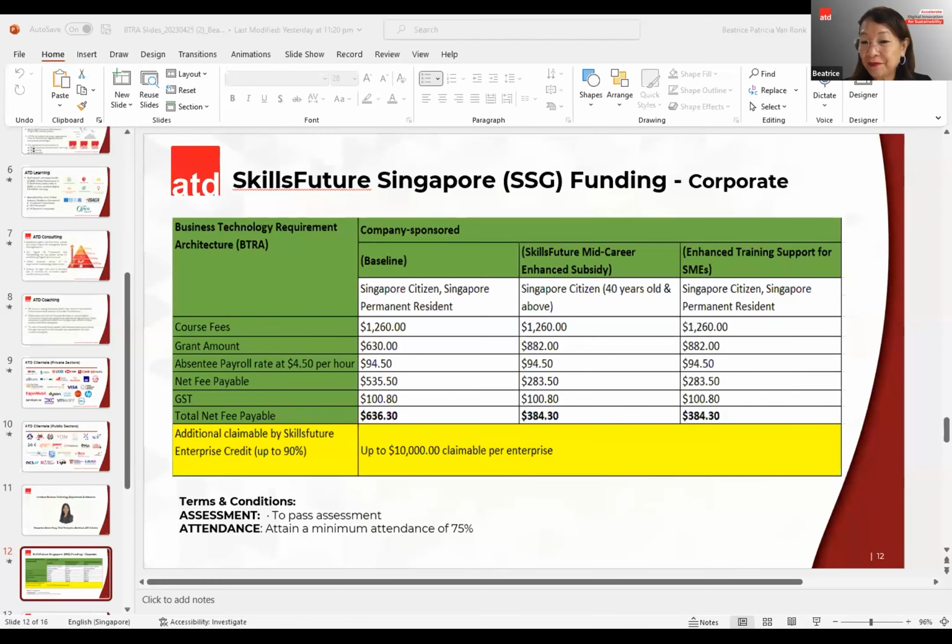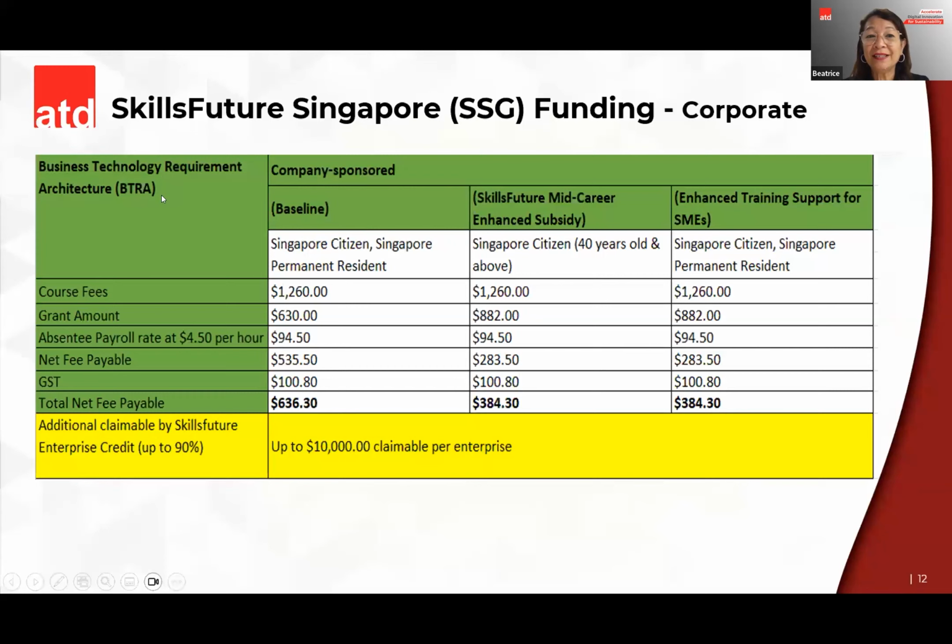Okay, good news is that we have the BTRA, right? This is SkillsFuture Singapore, which is the SSG funding. Now for the corporate, I'm pleased to let you know that you can tap on the SkillsFuture Mid-Career Enhanced Subsidy. This means that when you look at the course fee, which is 1,002, you actually get a grant amount of 82, and the good news is that there is absentee payroll, which is $4.50 per hour. That gives you $94.50, and at the end of the day, the net fee payable with GST will be $384.